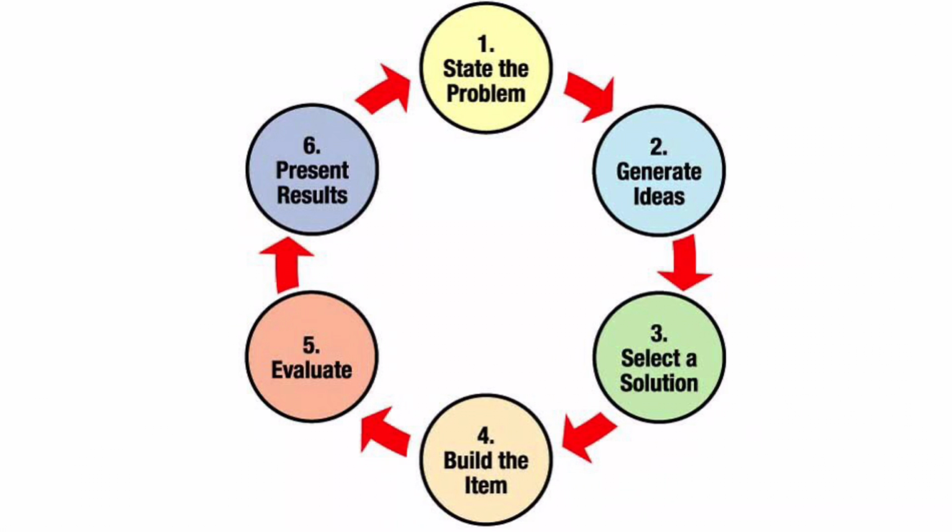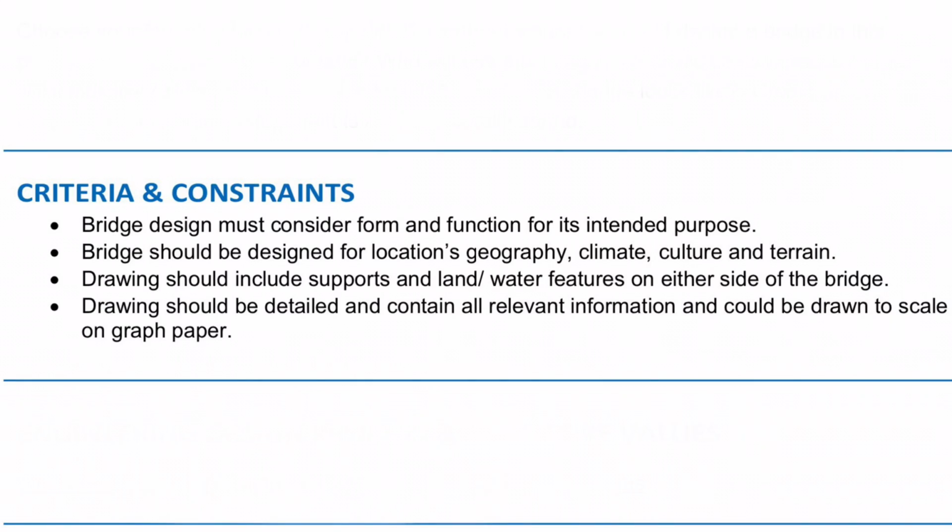then improve upon them. As you build your bridge, here's some criteria and constraints we want you to follow. The first one is your bridge design must be considered to have form and function for its intended purpose. The bridge should be designed for locations, geography, climate, culture, and terrain. The drawing should include supports and land/water features on either side of the bridge, and the drawing should be detailed and contain all relevant information. It could be drawn to scale or on graph paper.